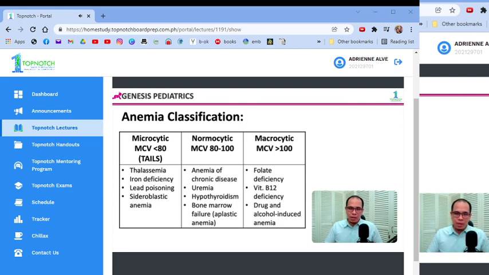That's the normal value. Below 80, that's microcytic. Above 100, that is macrocytic. Okay? A lot of times, your differential diagnosis will revolve around microcytic. Okay? Macrocytic is very easy. That's usually folate versus B12 deficiency. Okay? The difference is B12 presents with neurologic deficits. Folate has no neurologic deficit. Okay? And other causes of macrocytic would be drug and alcohol-induced anemia.